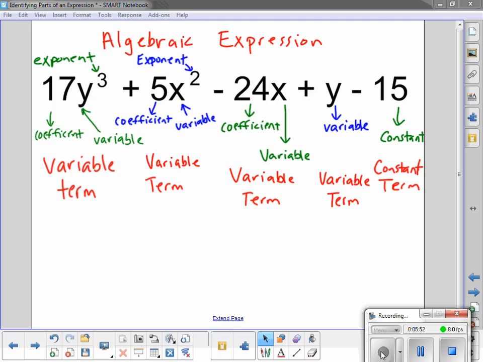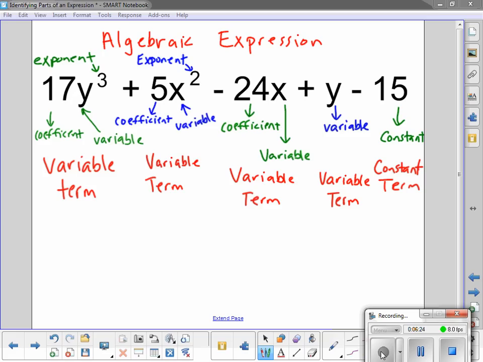I've gone ahead and labeled the rest of this algebraic expression, but if you look closely, there is one thing that is missing. As I go through each term, we'll check. We already did 17y cubed. Now let's look at 5x squared. I've got a coefficient, a variable, and an exponent. All of that is labeled correctly. The next variable term is 24x. I have a coefficient and a variable. That's labeled correctly. The next term is y.